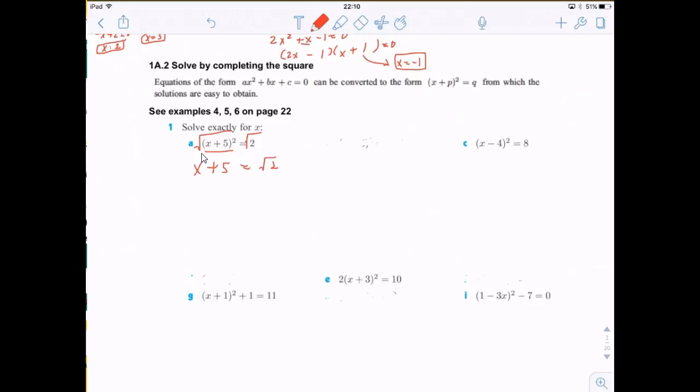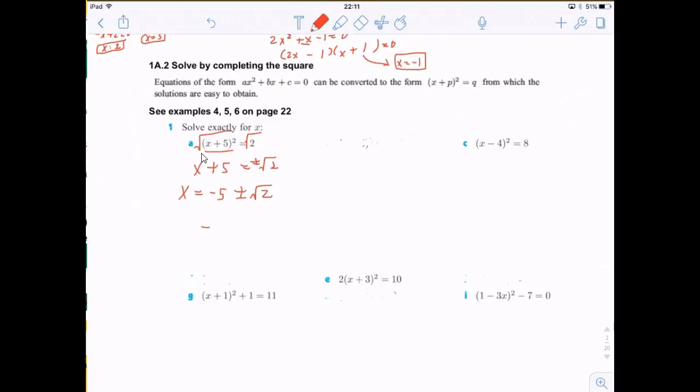And then, oh, by the way, I just want to make a correction here. When you take the square root, it could be a plus square root of 2 or it could be a minus square root of 2. So you got either one of those, right? Then you're going to have x equals, and then you subtract 5 from both sides, negative 5 plus or minus the square root of 2. And so there are two solutions to this.